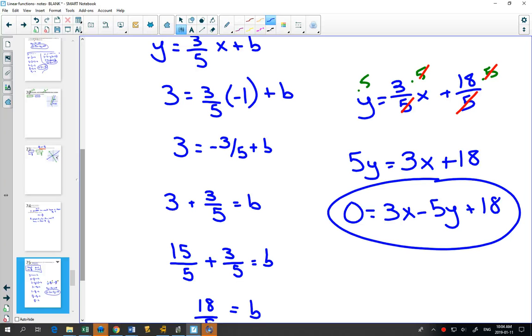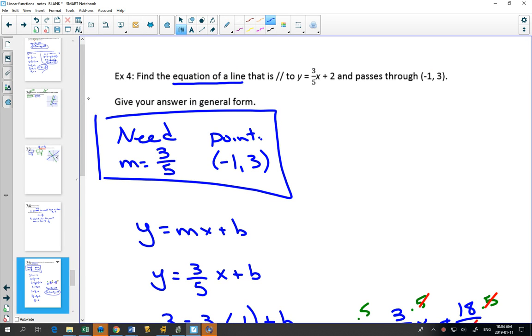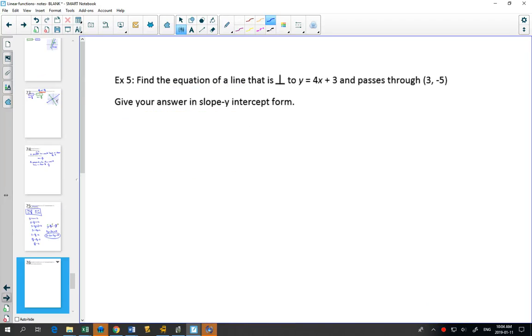So again, to recap, find an equation of a line. That's triggering you to say, I need these two things for an equation of a line. I need my slope, I need my point. Okay? And then use the information to work until you get those two things. Then we can use either method 1 or method 2. So our next example. Oh, find an equation of a line.